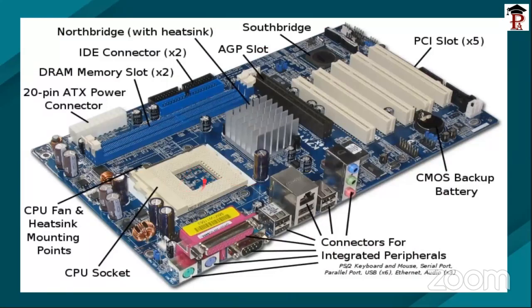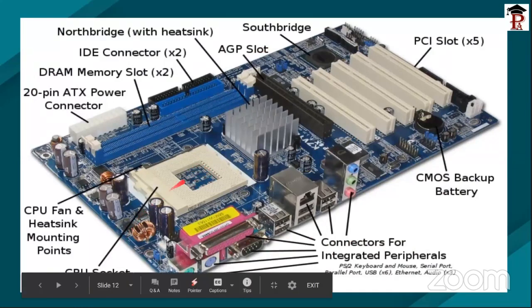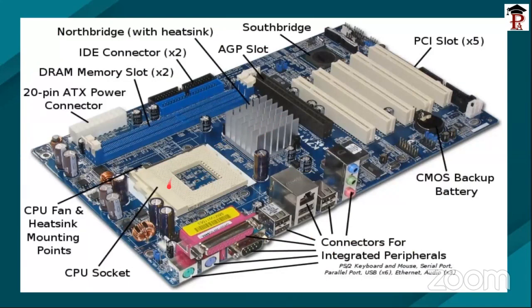This particular Intel chip, which is inserted in this particular place, is called the CPU socket, and they have installed one fan and a heat sink which reduce the heat, because the processor produces a lot of heat, so they have a heat sink and fan above the processor.